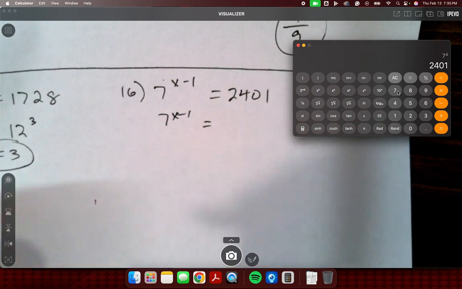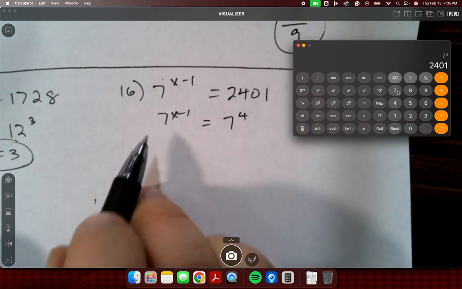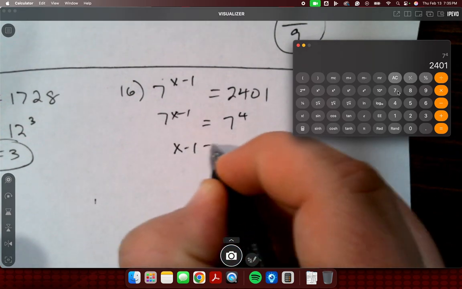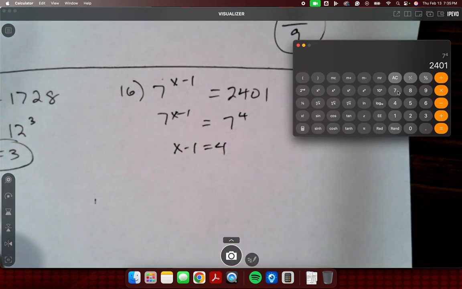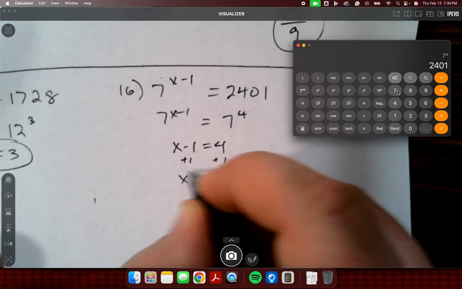But it's fine if you don't get it right the first time. If your result's too small, try a bigger exponent. If your result is too big, try a smaller exponent. So since the bases are now equal, 7 and 7, the exponents also have to be equal. So we can set x minus 1 equal to 4, add 1 to both sides, and get x equals 5.